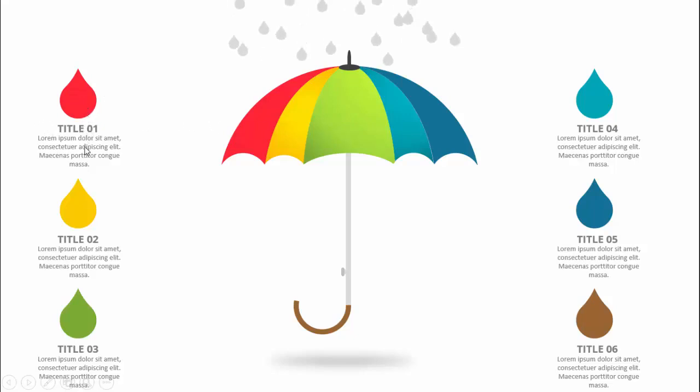This is the title one. Add the detailed text and then different teardrops or the raindrops. You can just give some different colors according to the requirement, and these teardrops or the raindrops will fall continuously.